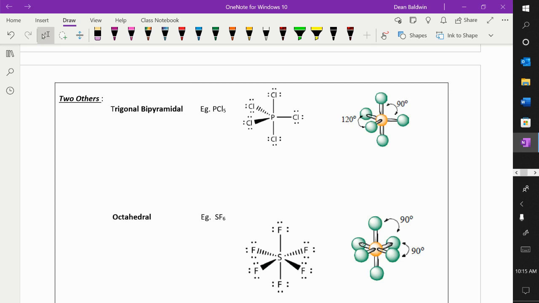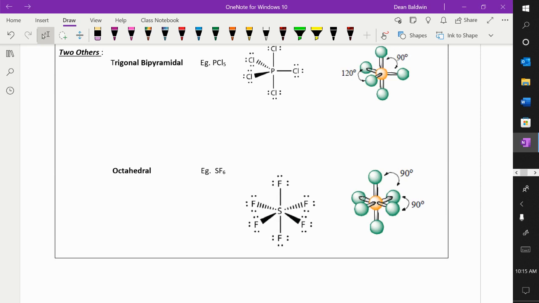And you have sulfur hexafluoride. Same idea. Everything's 90 degrees in that. Yeah, sulfur and phosphorus can use the d orbitals to increase. I'm going to stop there today.